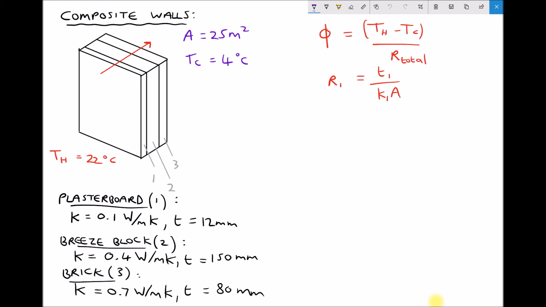Another example might be a double glazed window unit, where you have glass on the inside, a cavity in the middle, and then glass on the outside. So there's various different applications for these types of calculations within the building services industry.